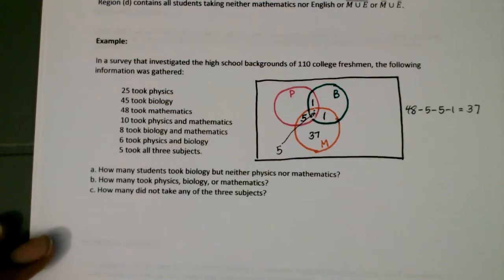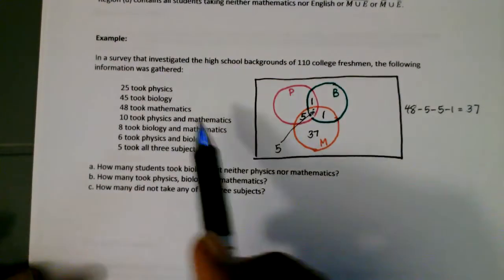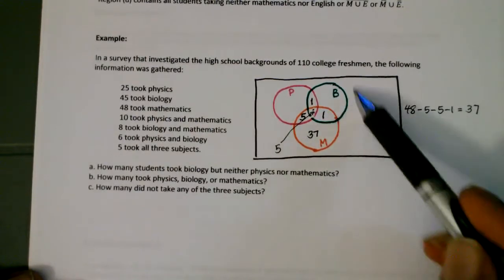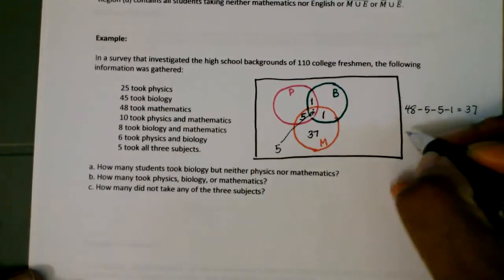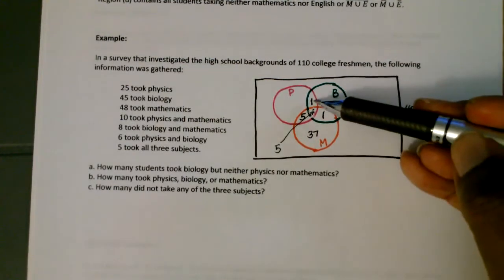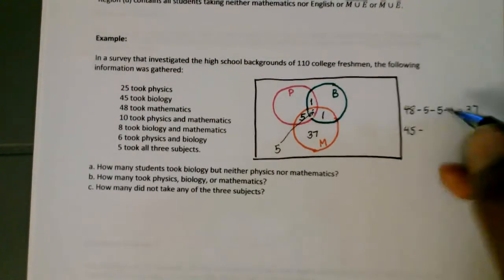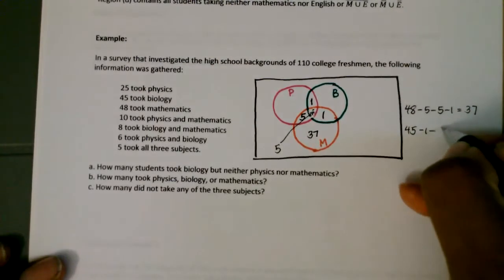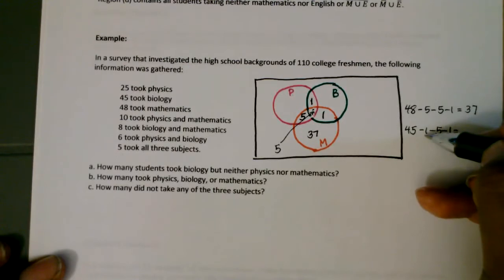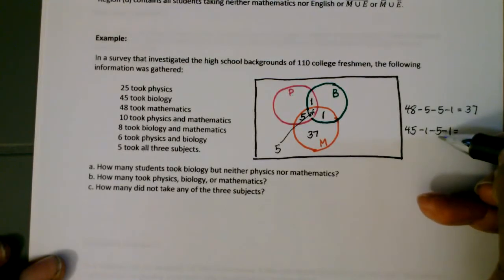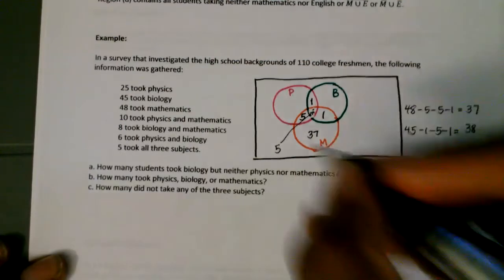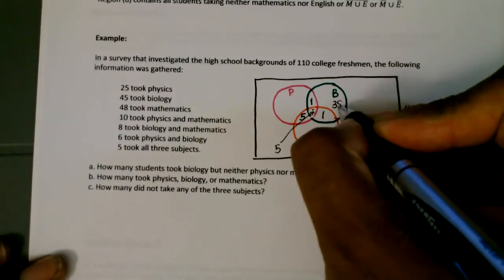Okay. All right, next is 45 took biology. So here's biology, this whole circle right here. If 45 took biology, that means I got a 1 and a 5 and a 1. So I need to subtract 1, subtract 5, and subtract another 1. This will be 44, 39, 38. So that means 38 took biology.